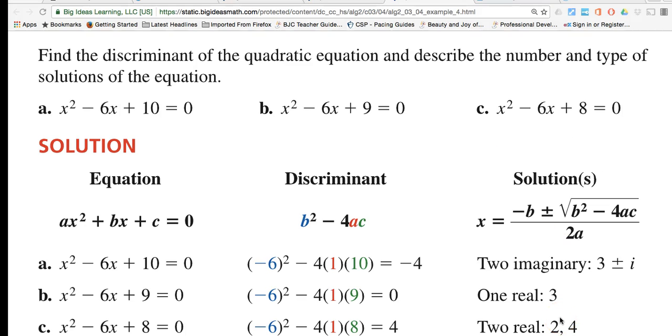So that's how we calculate both the discriminant and the solutions to our quadratic equations. The discriminant is calculated by using this portion under the square root sign. It tells us the number of solutions or roots that we have. And then those actual solutions are calculated by plugging our A, B, and C values into the quadratic formula.